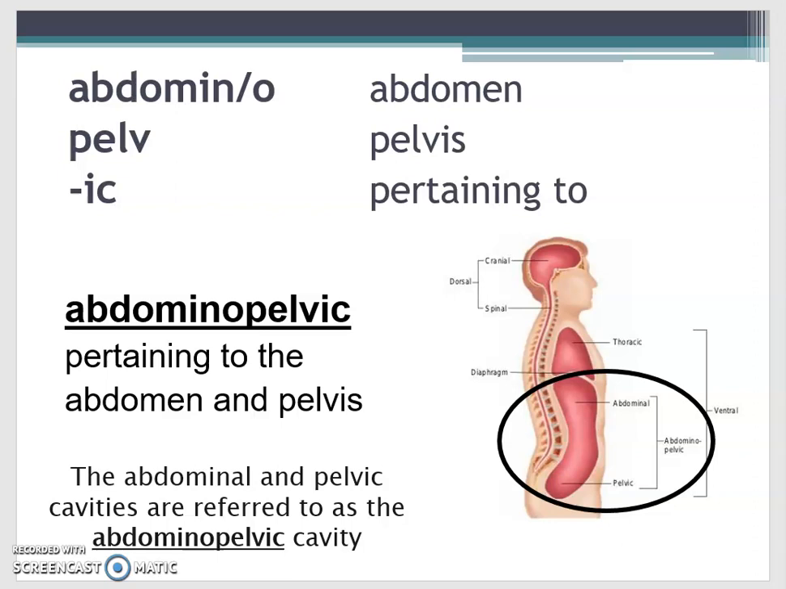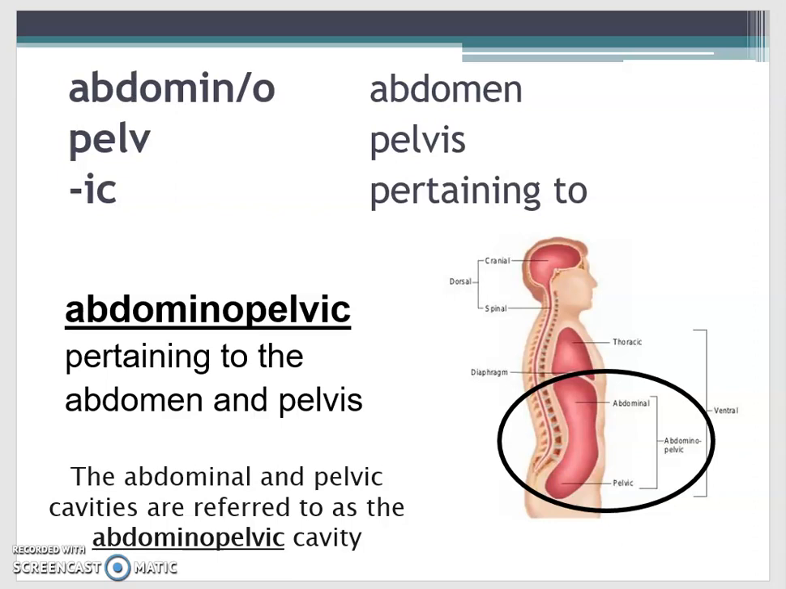Put all that together and we get a word that is pronounced abdominopelvic. This is pertaining to the abdomen and the pelvis. The abdominal and pelvic cavities are referred to as the abdominopelvic cavity. And that is true. They are referred to it often. Typically, it's sort of that gray area between the abdomen and the pelvis. And the reason it's a gray area is there's no distinct border.